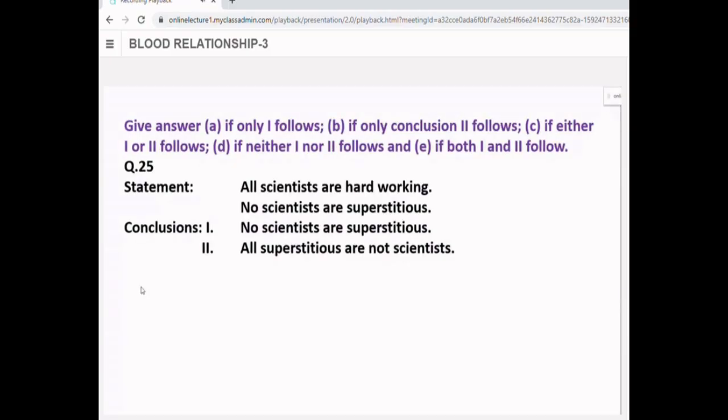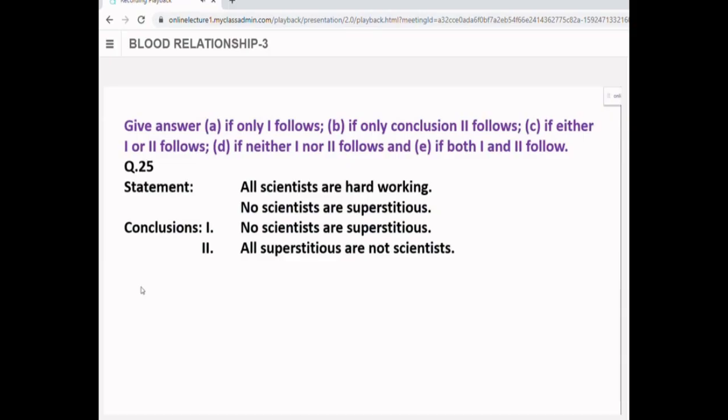All scientists are hardworking. No scientists are superstitious. Conclusion 1: No scientists are superstitious. Now this first conclusion is the same as the second statement. The second statement is what? No scientists are superstitious. Conclusion 1 also says no scientists are superstitious. The second conclusion says all superstitious are not scientists.